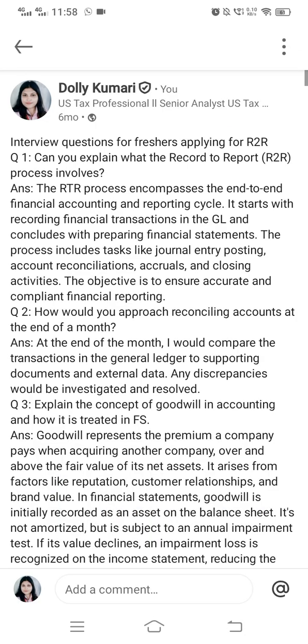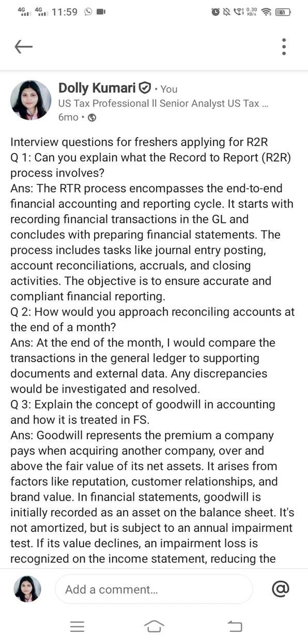And today, my topic of discussion is going to be interview questions for freshers applying for R2R. So, we are going to discuss all about record to report. Basically, it is bookkeeping, and freshers often get confused in the initial stage when they give interviews, so it will really help them to crack the interview.